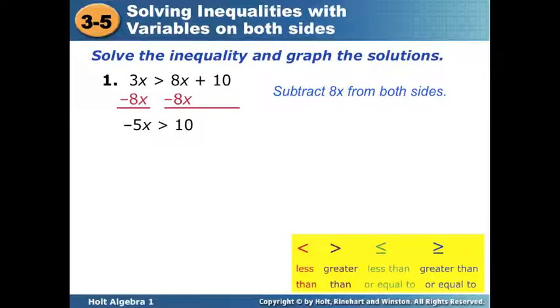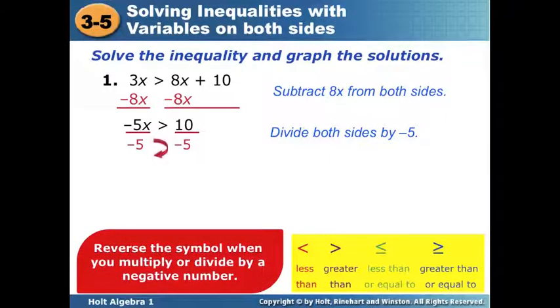Now we'll have to solve by undoing the multiplying negative 5. So we will divide by negative 5. Dividing by negative 5 is the opposite of multiplying by negative 5. Remember the rule, when you multiply or divide by a negative, you flip the direction of the inequality symbol. So our solution is x is less than negative 2.